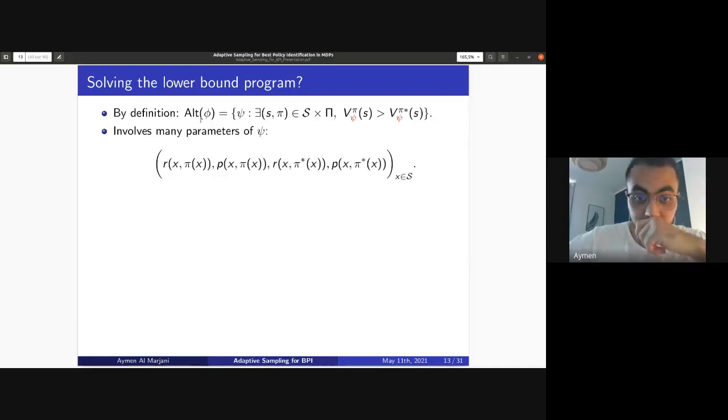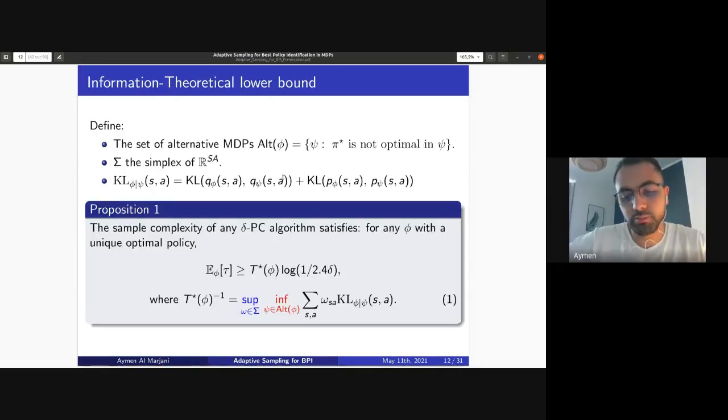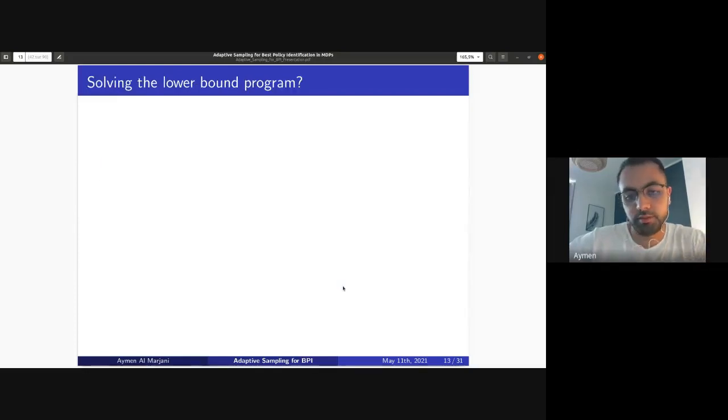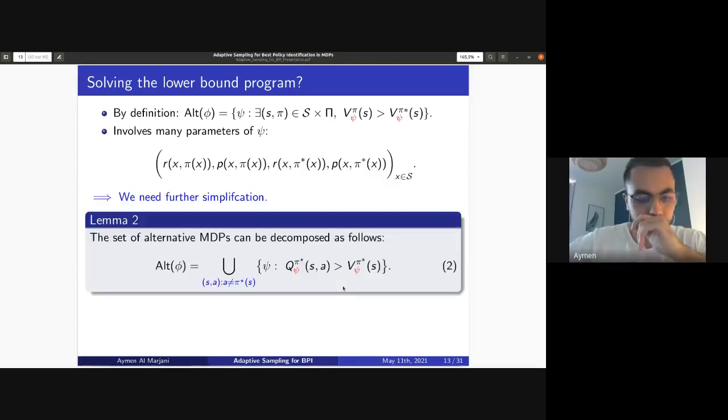So this definition involves too many parameters of psi. Mainly the condition here on the value functions would involve all the mean rewards and transition kernels at the trajectory of policy pi and at the trajectory of policy pi star. So if you're trying to solve this lower bound program here, where the objective is the KL, you have too many parameters. So our first step towards solving this problem is to simplify this set.